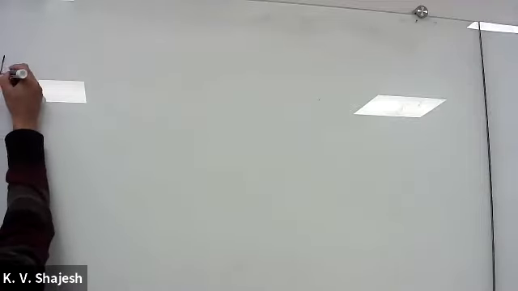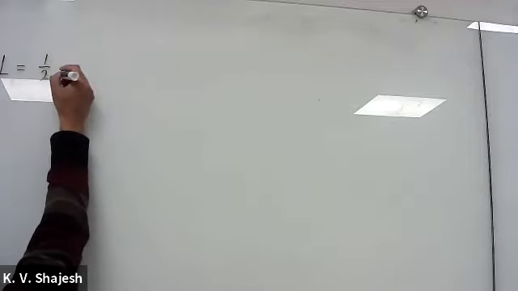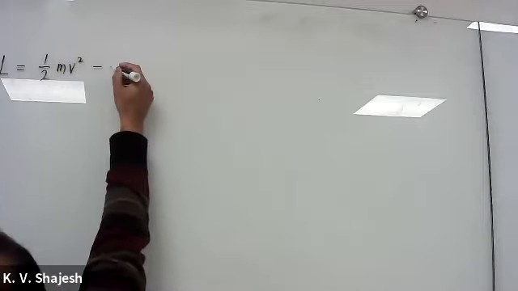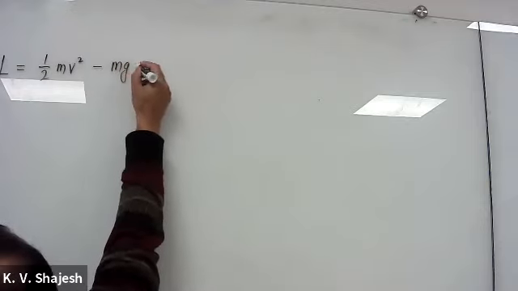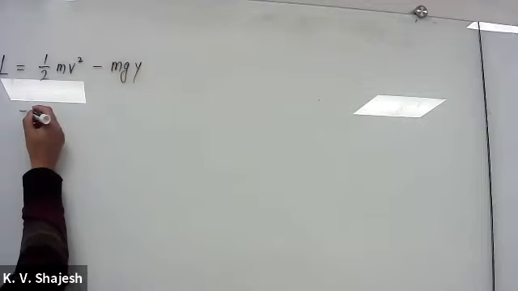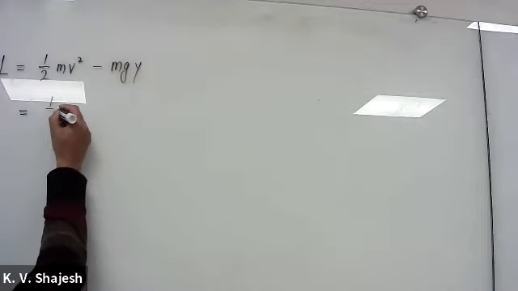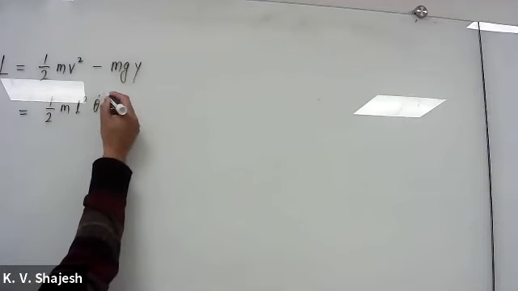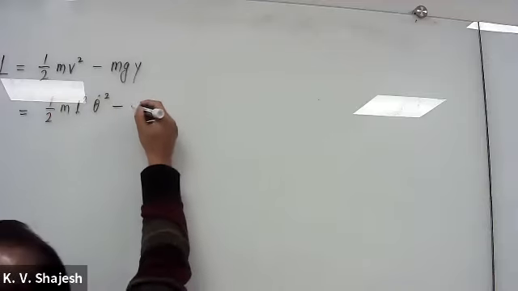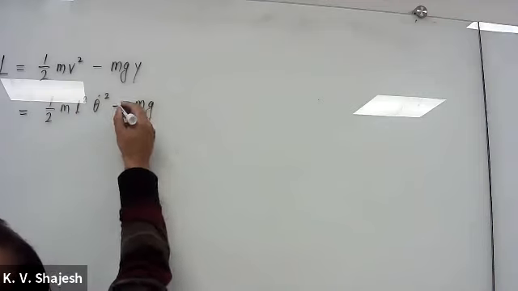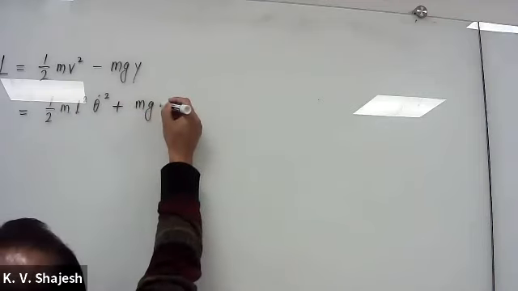So we have the Lagrangian would be equal to half mv squared. That's the kinetic energy. So it's just one mass and minus mgy. That's the potential energy. And that is equal to half ml squared theta dot squared and minus mgy, so this is plus now, I suppose. I hope I got that correct.